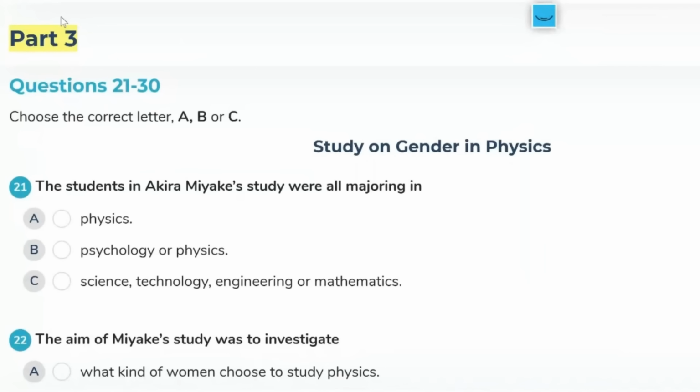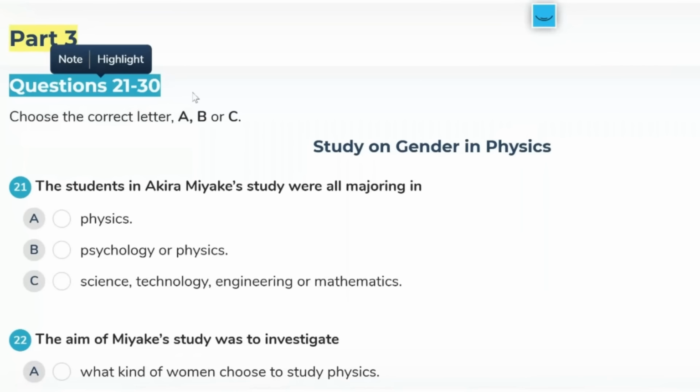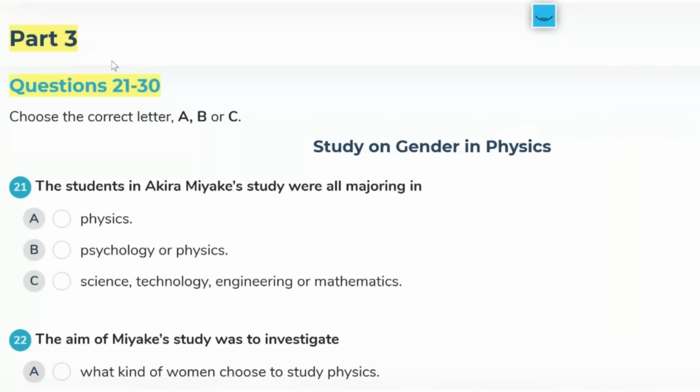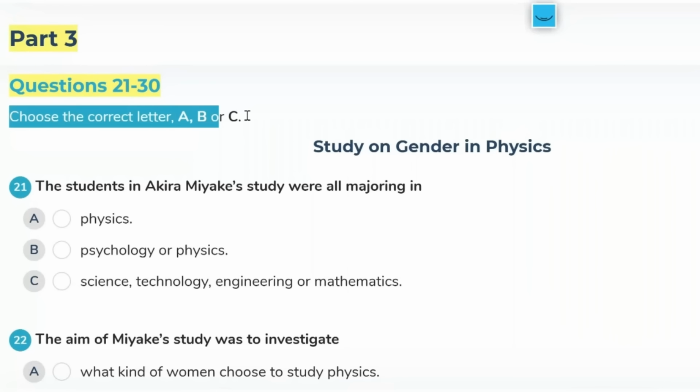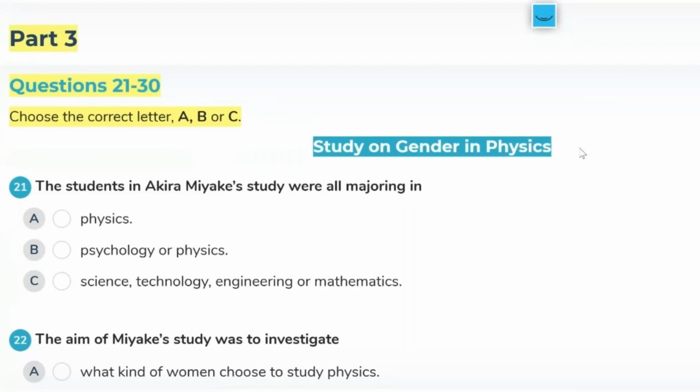We have listening part 3, and in listening part 3 most of the time we have questions like multiple choice, single or double, and then we have matching type of questions. So questions 21 to 30, choose the correct letter A, B or C. So you have to choose one letter. When they say choose the correct letter A, B or C, it means it is a single multiple choice question. Questions and the audio, obviously, will be in sequence, otherwise there would be a lot of mishmash. Okay, so they are in sequence.